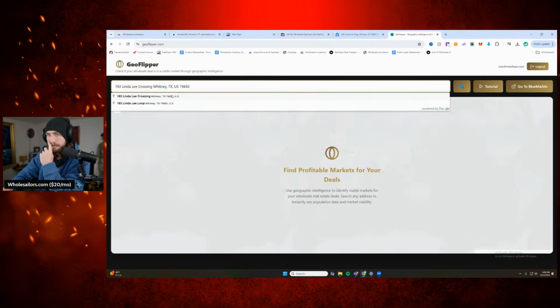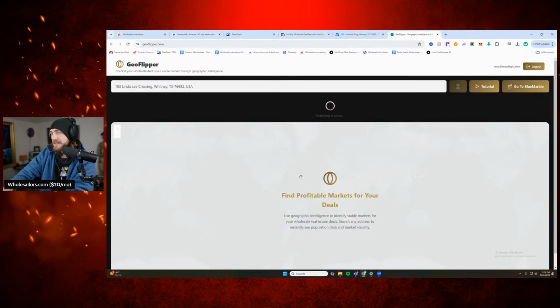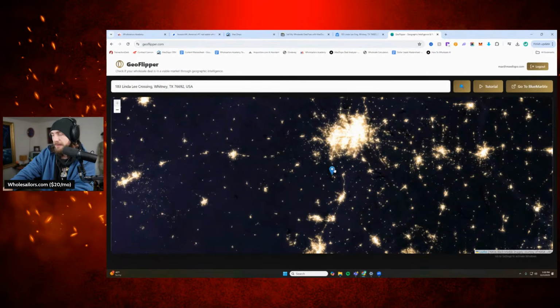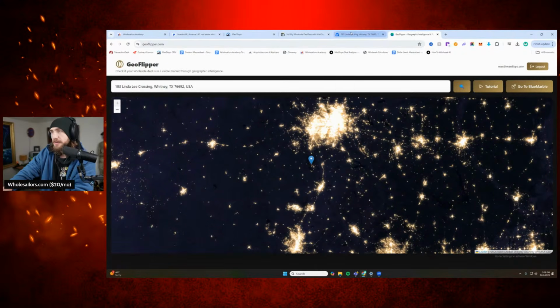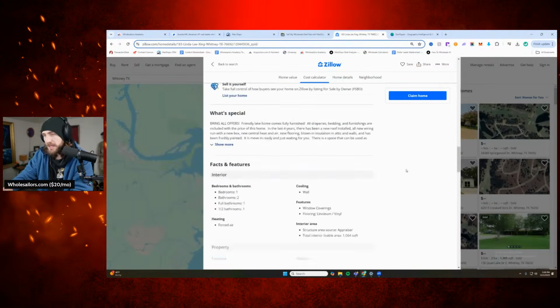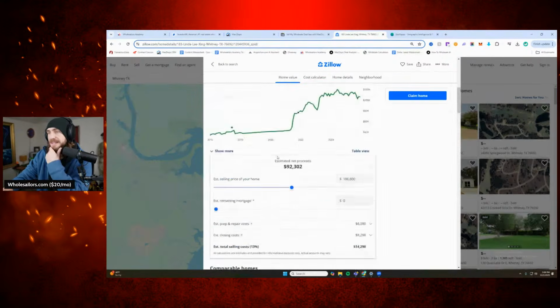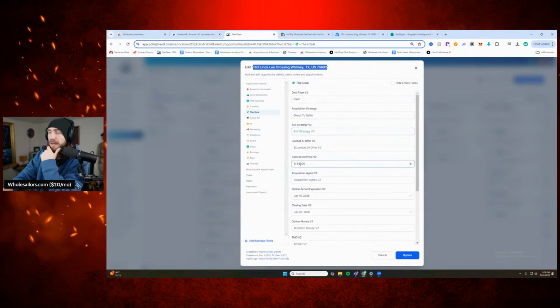Don't really like it. Throw it into a website called GeoFlipper, and you can see it's sort of outside of a main area. Yeah, that's in the middle of nowhere. That's in the middle of freaking nowhere. So this deal's already looking pretty bad. Already looks pretty bad. And let's see what he got it for. He got it for $44,000.